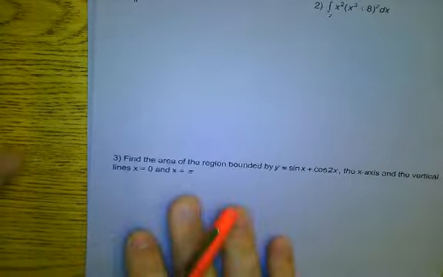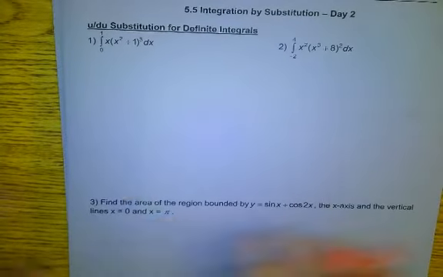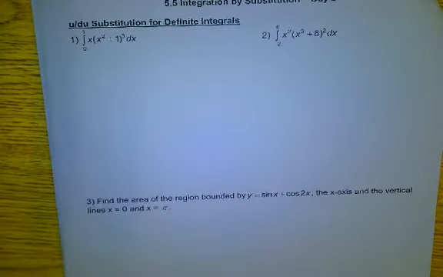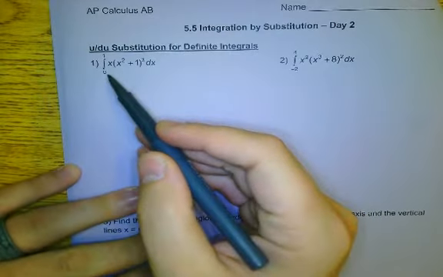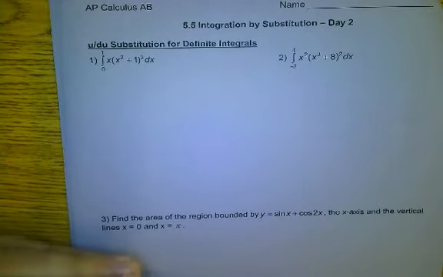U-sub day 2. All it does is add a little extra thing here, but I really think that what we're adding in is not that difficult. If anything, it might make evaluating integrals even a little bit easier. Okay, so I'm just going to go through and do the first one for you, walk you through it. For the first one, we're going to evaluate from 0 to 1. So the difference is at the very end of the problem, I need a number answer.